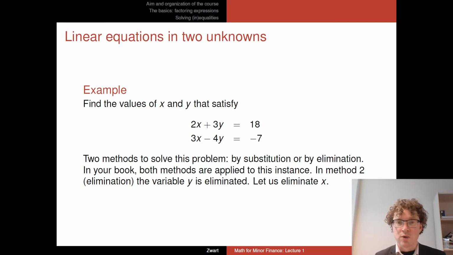So you might know, or you might want to read in your book, that there are actually two related ways of solving this problem. One is by substitution, the other one is called by elimination. So in the book you'll find both these methods applied for this particular example. So what we shall do here is look at the elimination method, where we have two choices. We can either eliminate x or we can eliminate y. So I'm going to do this for you on paper, to follow the route of eliminating x and then solving for y. So this is how it goes.